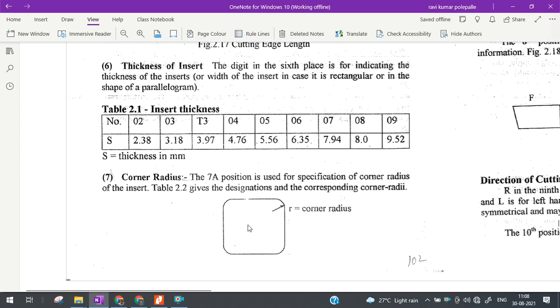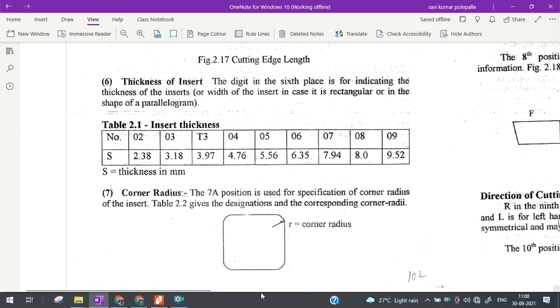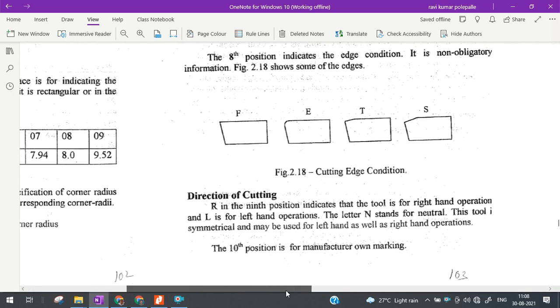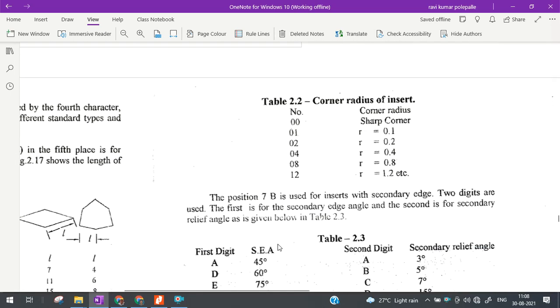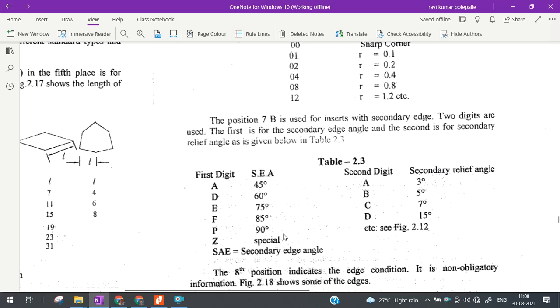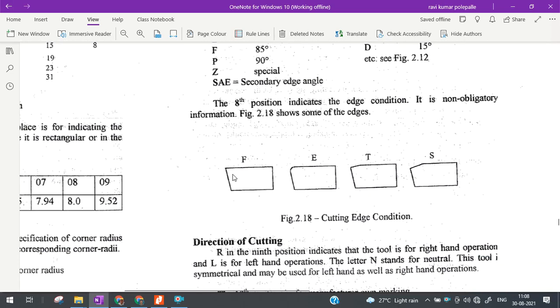Likewise, what is going to be the corner radius? So what shall be the corner radius, so that we get the desired finish? So the eighth position indicates the edge condition, whether it is neutral or zero rectangle, or with a rounding off, or a positive rectangle.